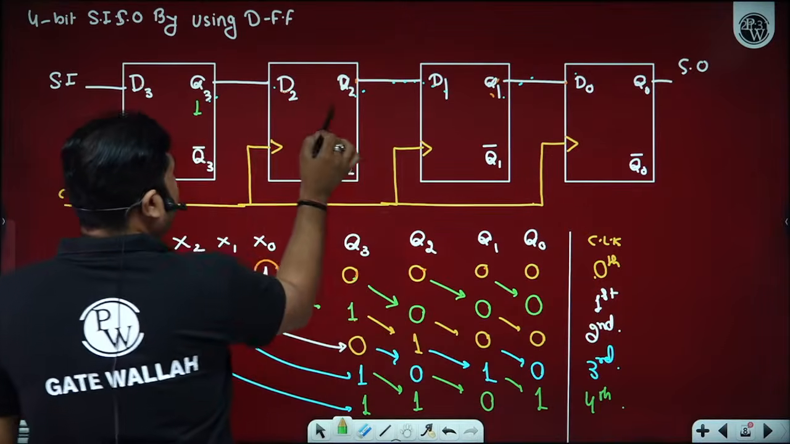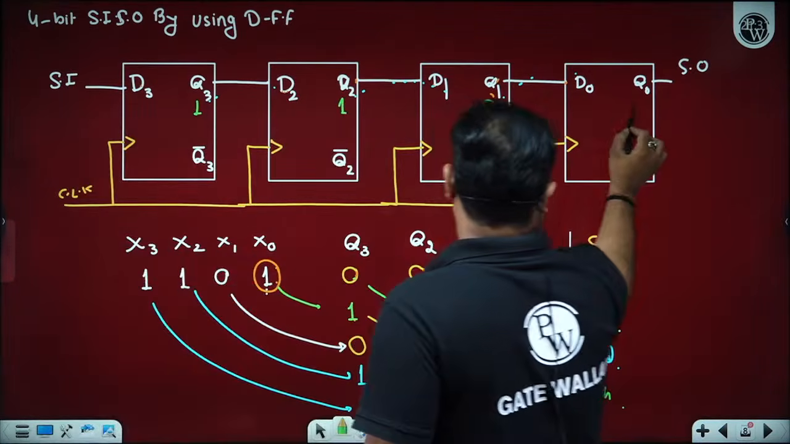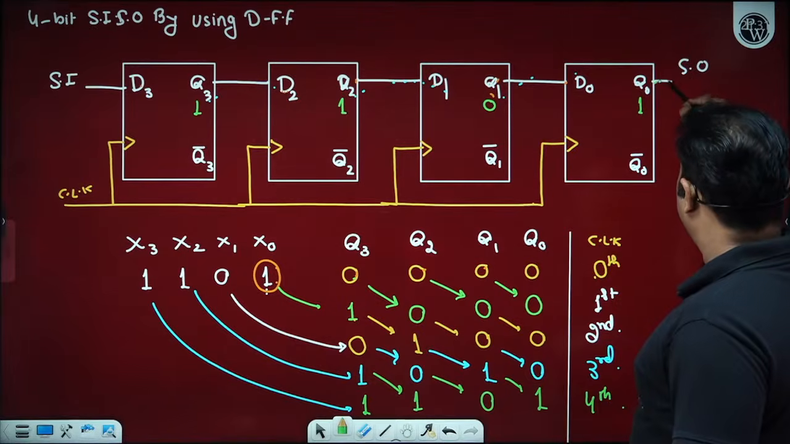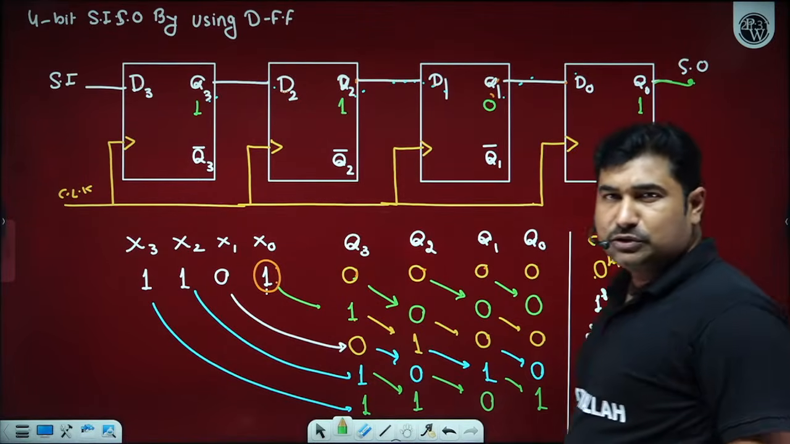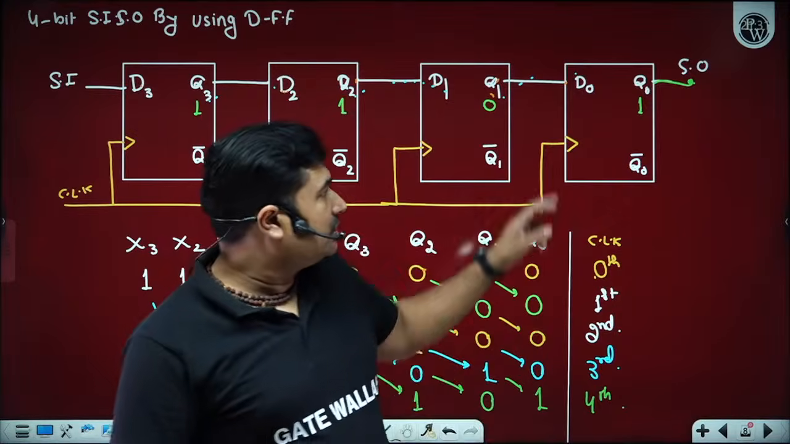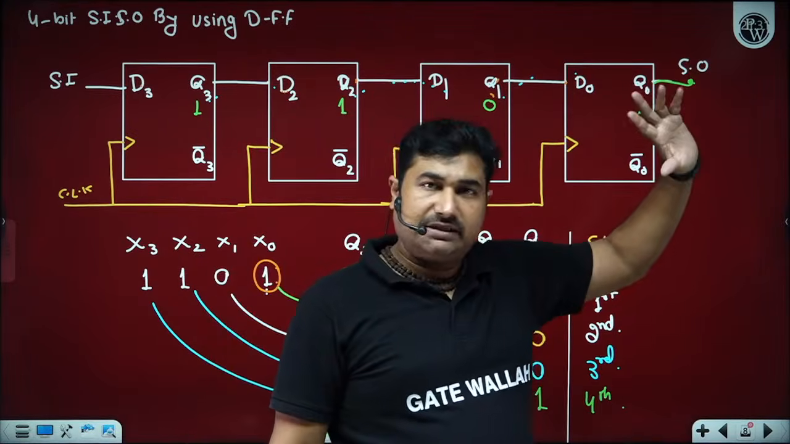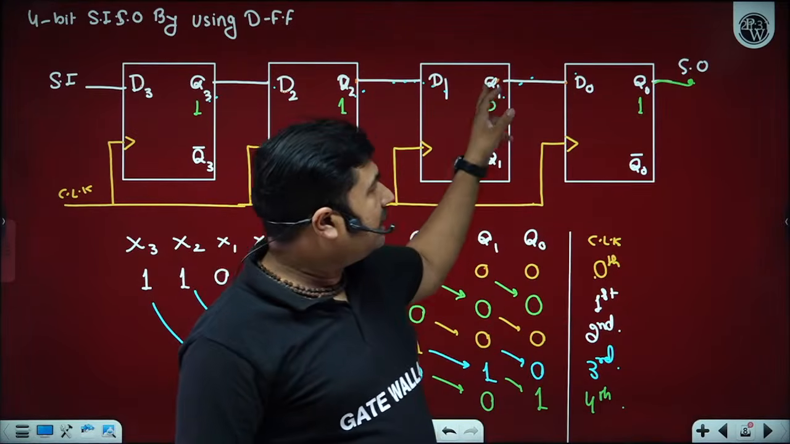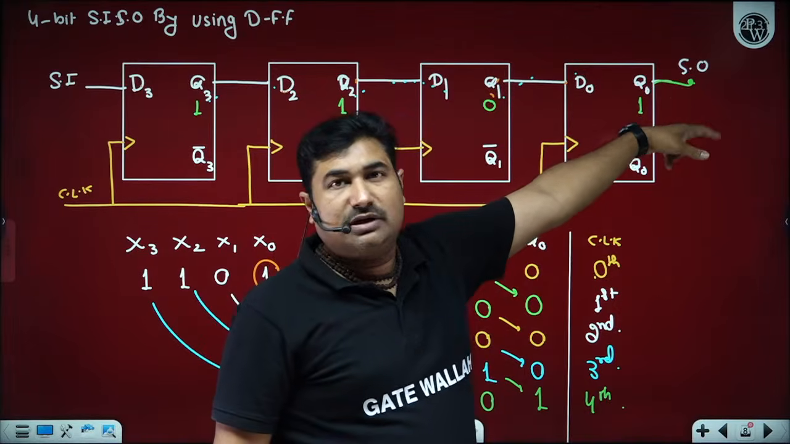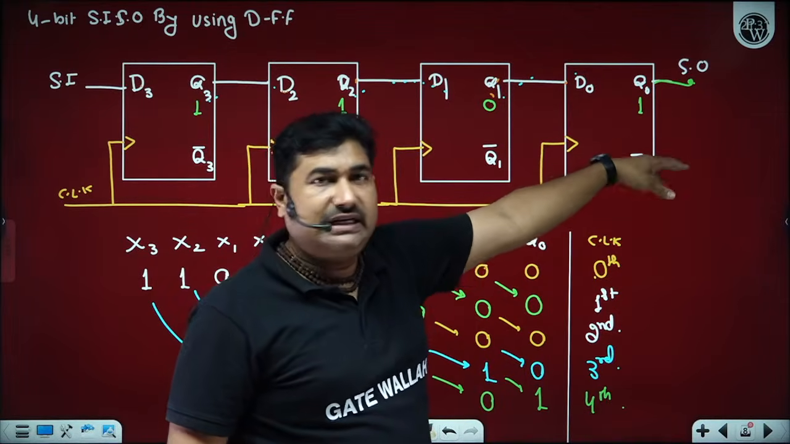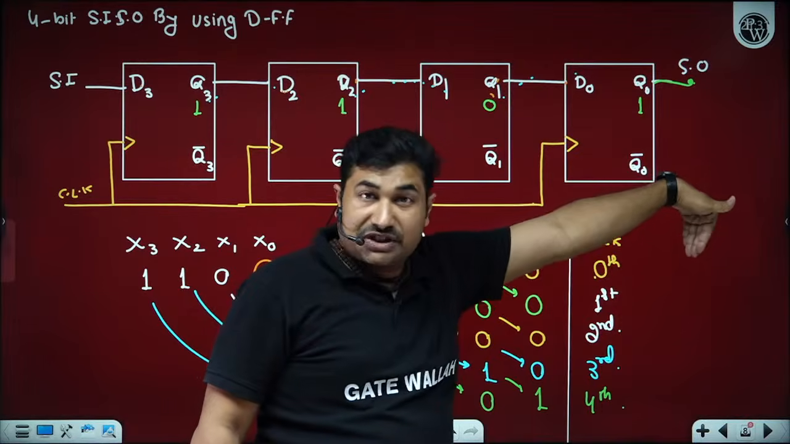1 1 0 1. Now this one is already available at the output port, so you need not apply any clock pulse. It is already at Q0. You can just take it. However, in order to get Q1 data at this particular port, which I have indicated with the green color, we need 1 clock pulse to shift the data.